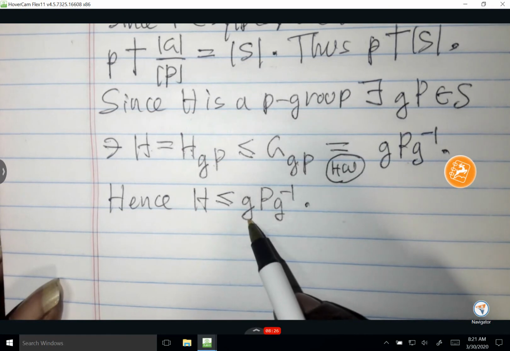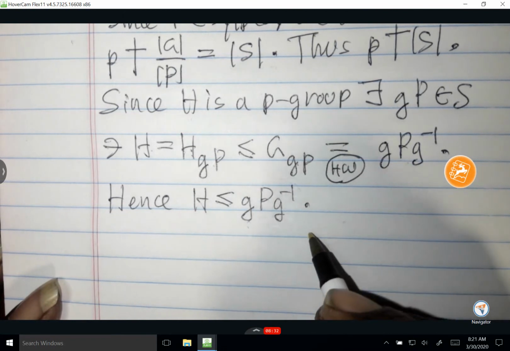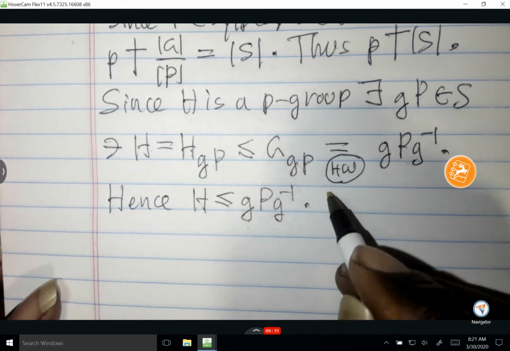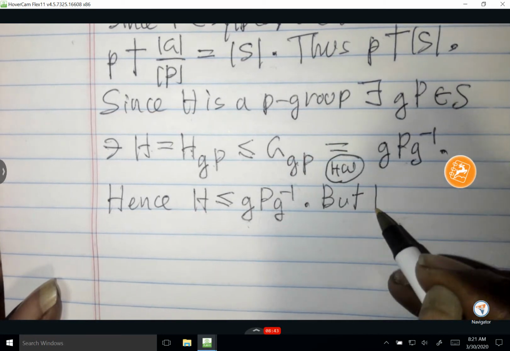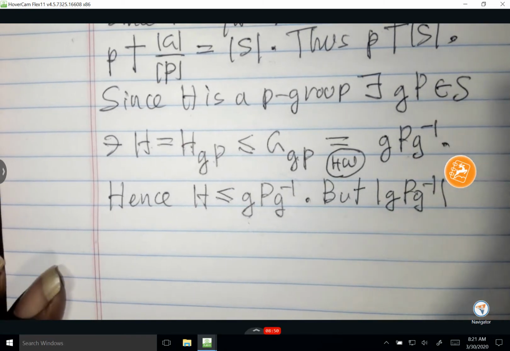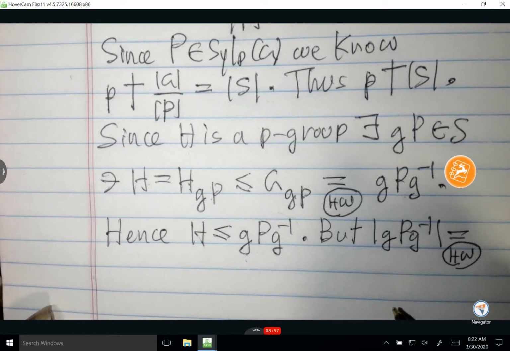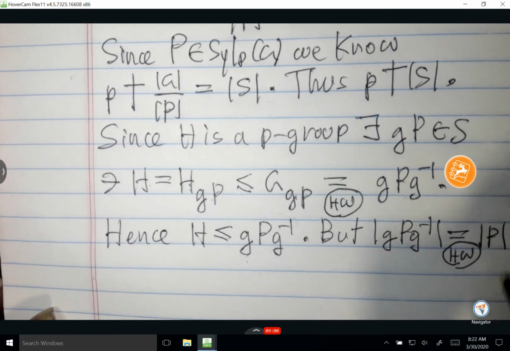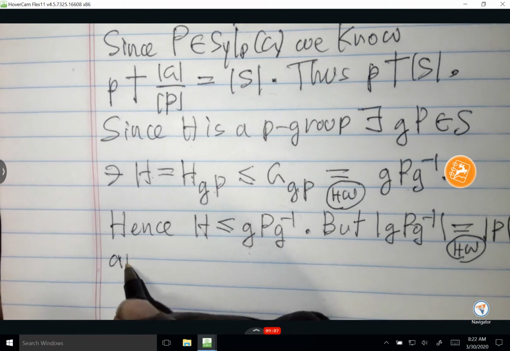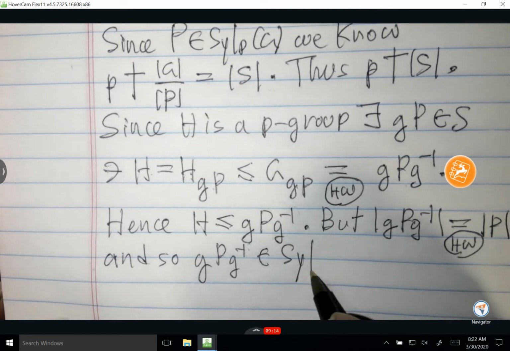By a previous homework problem, the order of this subgroup, P conjugated by G, is the order of P, which is the pth part of G, because P was a Sylow P subgroup of G. So you could say, but the order of P conjugated by G is equal to, by a previous homework problem, the order of P. And so P conjugated by G is a Sylow P subgroup of G.